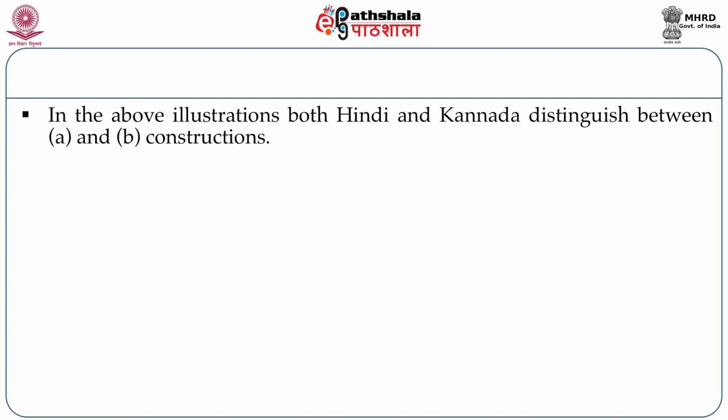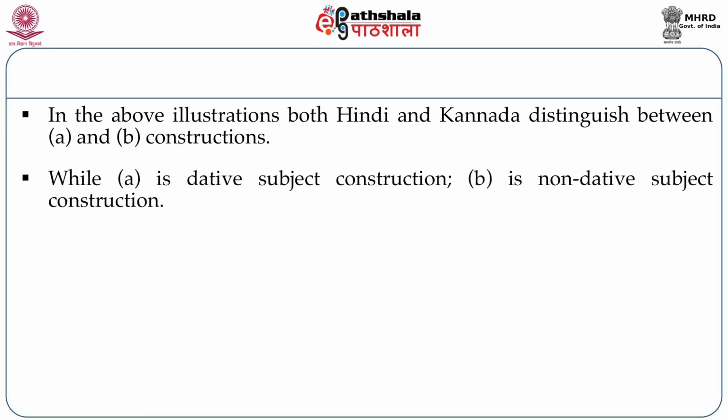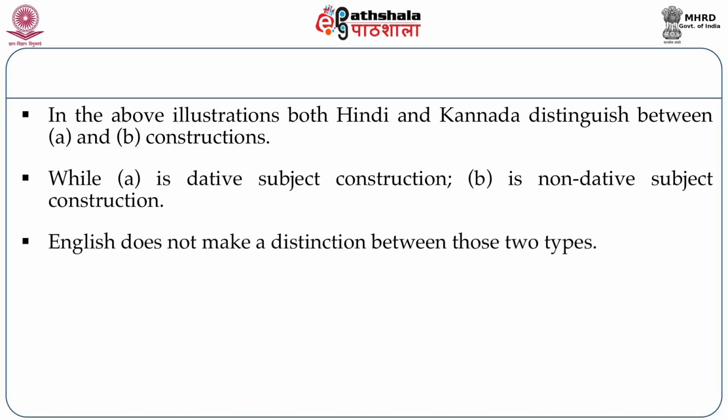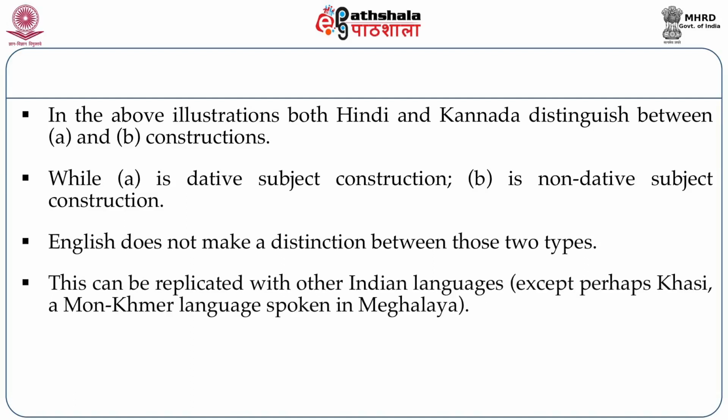In the above illustrations, both Hindi and Kannada distinguish between A and B constructions. While A is the dative subject construction, B is the non-dative subject construction. English does not make a distinction between those two types. This can be replicated with other Indian languages, except perhaps Khasi, a Mon-Khmer language spoken in Meghalaya.